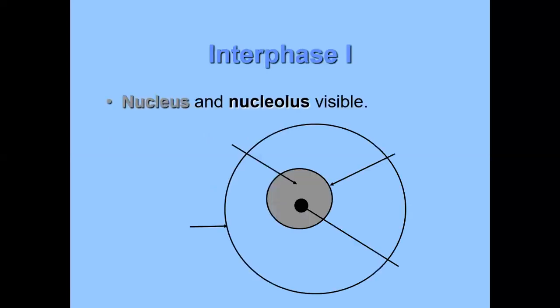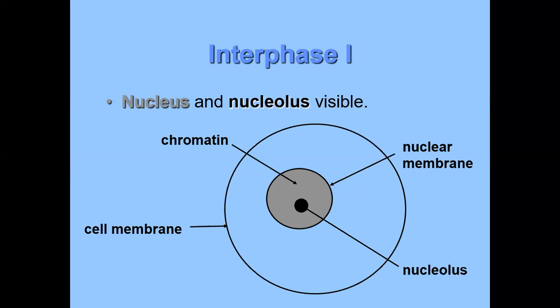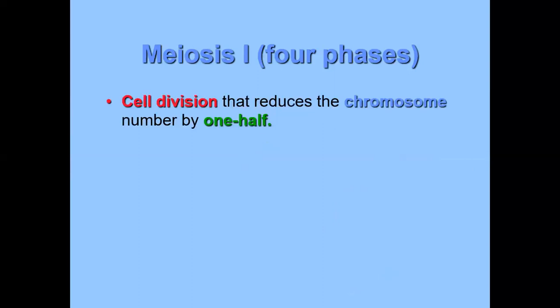The nucleus and nucleolus are visible in interphase. As you can see, here is the chromatin, here is the cell membrane, here is the nuclear membrane, and here is the nucleolus. The nucleolus is a dark portion of the nucleus, and chromatin is a thread-like structure present before cell division. After that, the chromatin condenses and forms chromosomes. After interphase, different phases take place. Meiosis 1 contains 4 phases.